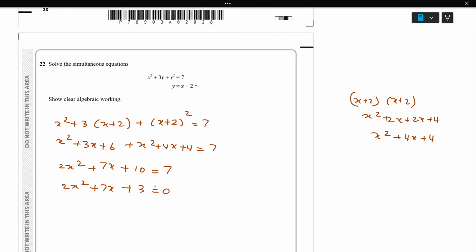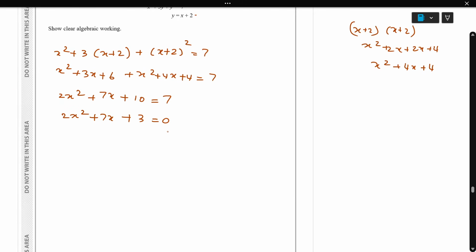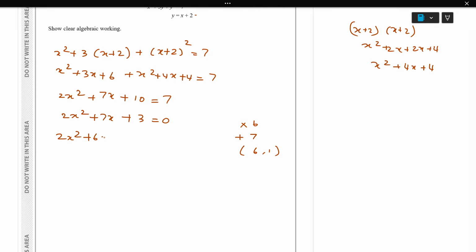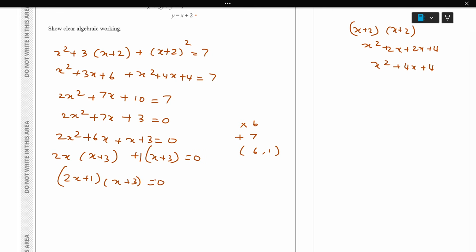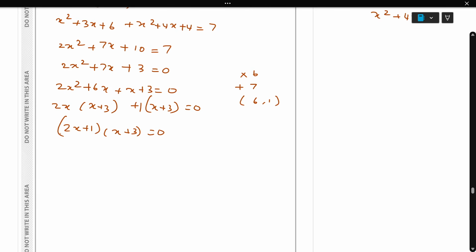So 2x squared plus 7x plus 10 equal to 7. So next line, 2x squared plus 7x. Bring this 7 to the left side, it becomes 10 minus 7, which is 3, equal to 0. So now quadratic solving: multiply 2 times 3, so multiplying we have to get 6, adding we have to get 7. So the factors are 6 comma 1. So 2x squared plus 6x plus x plus 3 equal to 0. So bring 2x out, x plus 3.